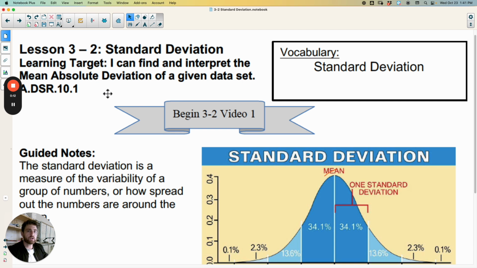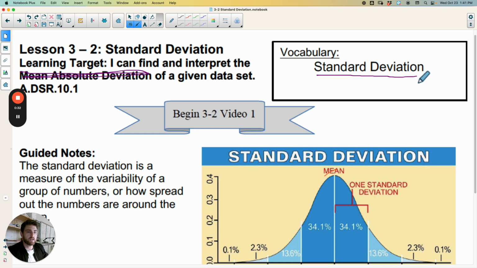Alright, so our learning target today is that we can find and interpret. This actually should not say mean absolute deviation. This should say standard deviation. I should have changed that before I made the video, but I just now caught it. But this should say standard deviation of a given data set. So our vocabulary word over here is standard deviation.